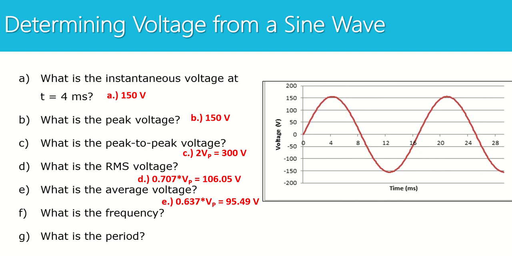So let's start by saying the period is 17 milliseconds. And then I can use that to find the frequency by saying 1 divided by period equals frequency. So we get a frequency of about 58.82 hertz. That's how many cycles would happen in 1 second.